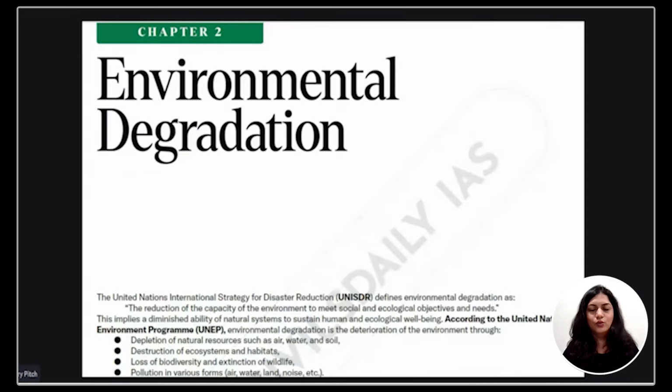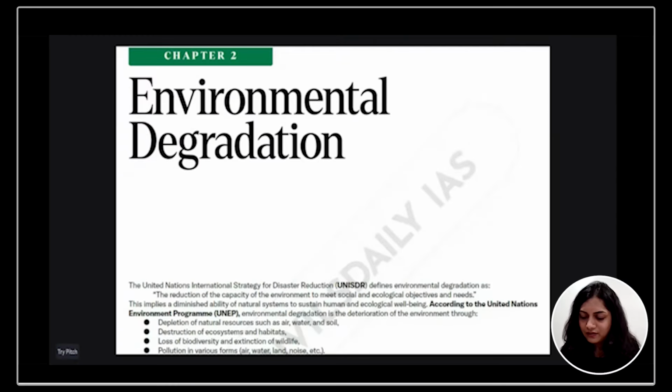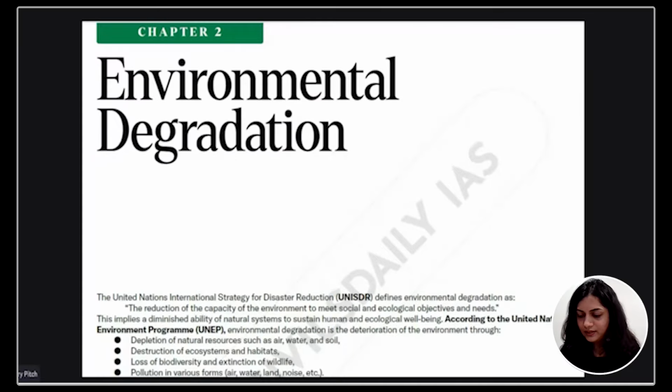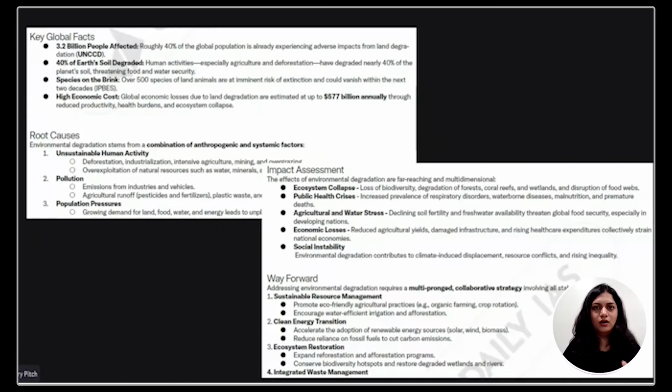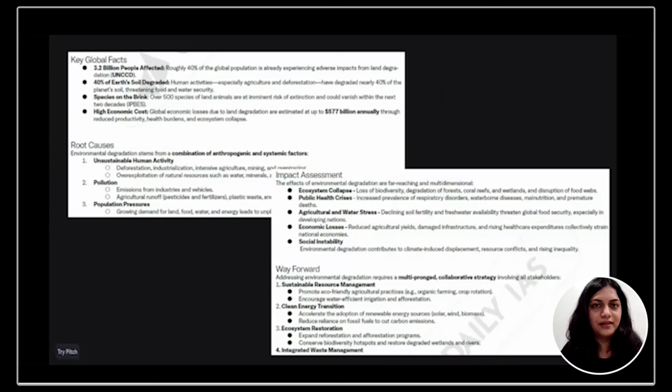These are your X factor notes, which include environmental degradation. The easiest thing here is that they have already given us an introduction. Things are already ready and explained here, which you won't have to read there. Now I could not screenshot each and every part of the X factor notes. You have the PDF, make sure you go through it to see how every segment has been identified here. Look, key global facts, root causes of environmental degradation, impact assessment. Now this is important, right?